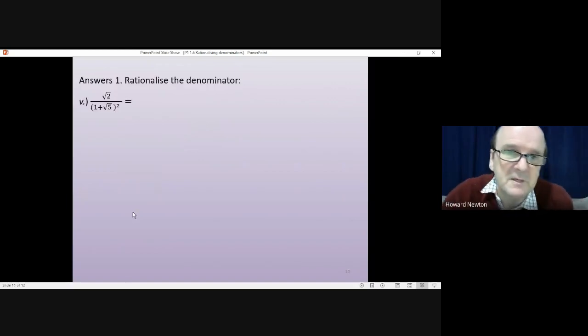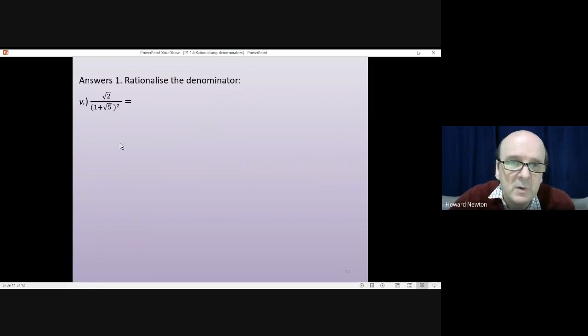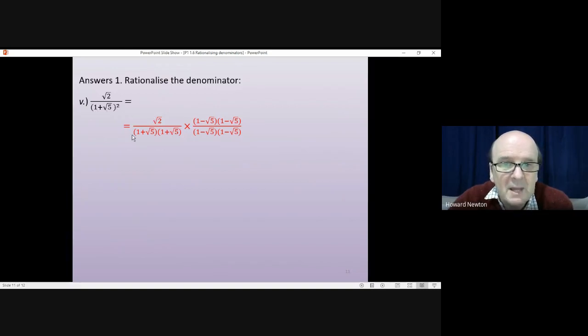That brings us to the last example, which is a tad more confusing. So you've got root 2 over 1 plus root 5 squared. I think the first thing I do is write this bit down on the left. So the 1 plus root 5 squared means 1 plus root 5 times by 1 plus root 5. The method for this is to times by 1 minus root 5, but you're going to have to times by 1 minus root 5 twice because the 1 plus root 5 turns up twice.